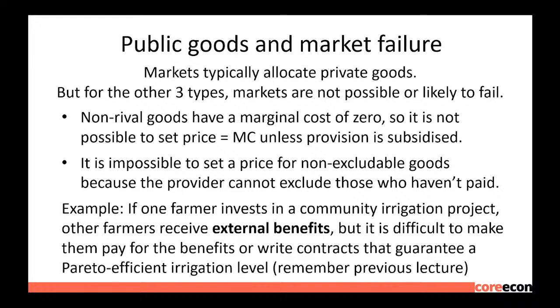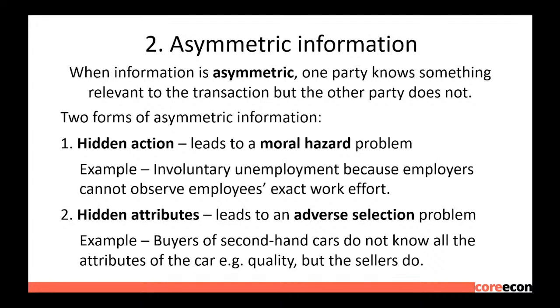Right? Remember when we were looking at the payoff from me cooperating, given that 0, 1, 2, or 3 other people invest in the irrigation project, that's the external benefit part. But it is difficult to make them pay for the benefits or write contracts that guarantee a Pareto efficient irrigation level. So this we have already covered.